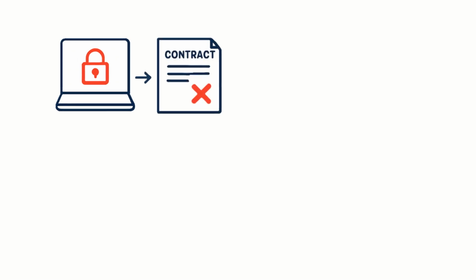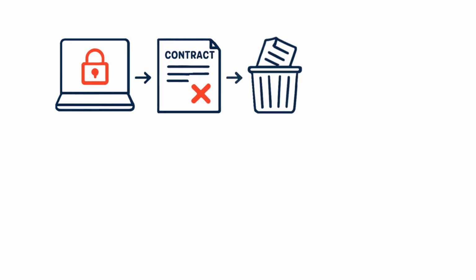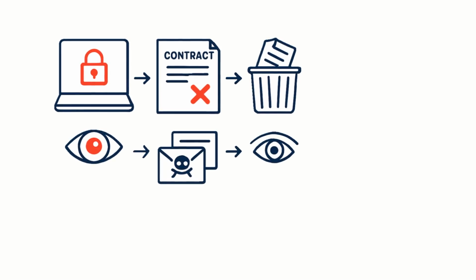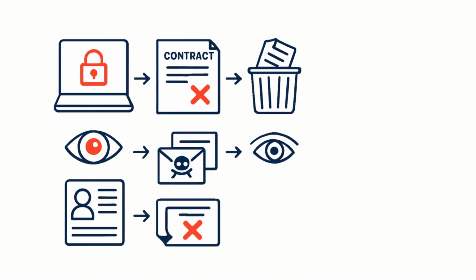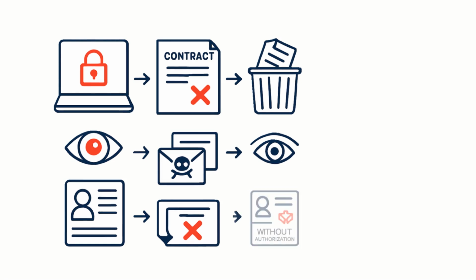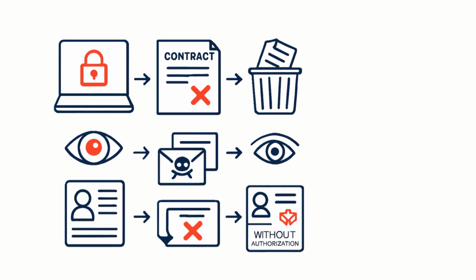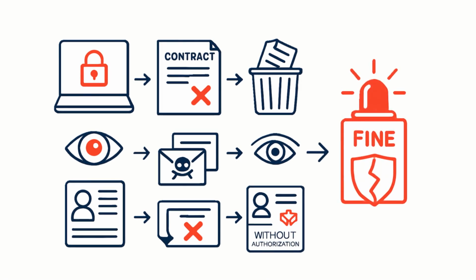Most violations are not caused by villains. They are caused by routine shortcuts. An unencrypted laptop, a missing BAA, records tossed in regular trash, staff snooping without a valid reason, X-rays sent through unsecured email, a patient photo posted without proper written authorization. HIPAA problems often start small, then become expensive very quickly.